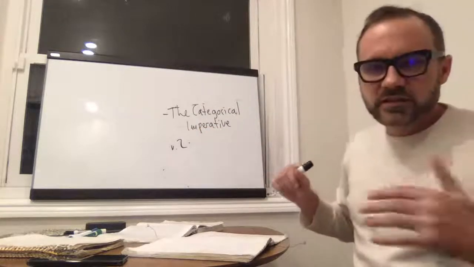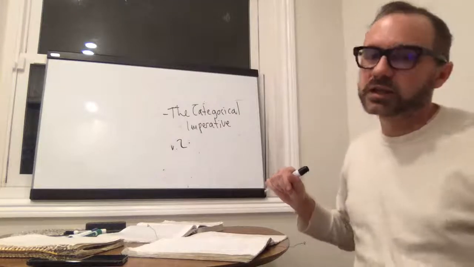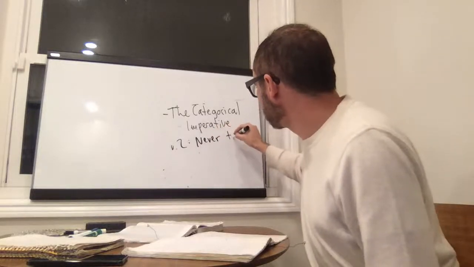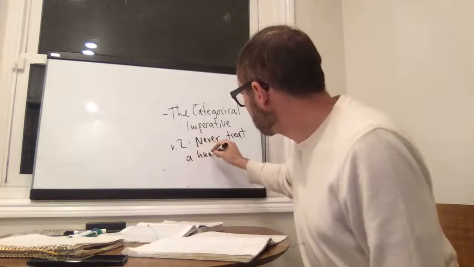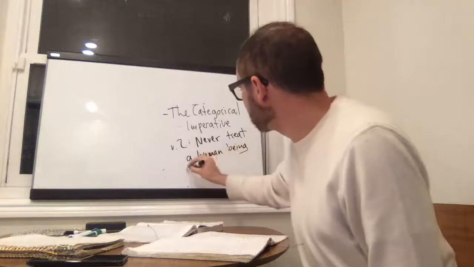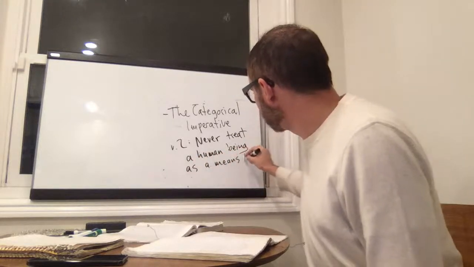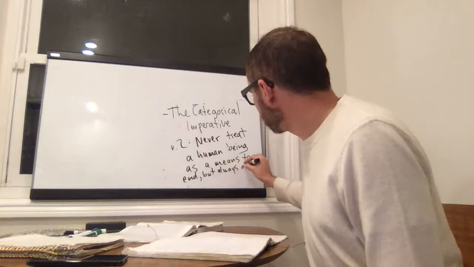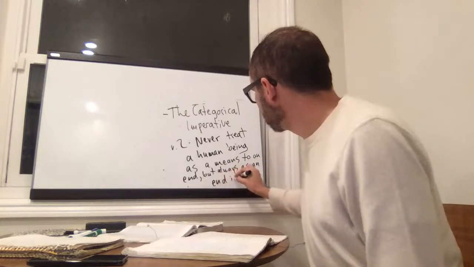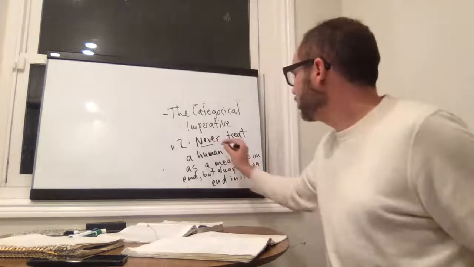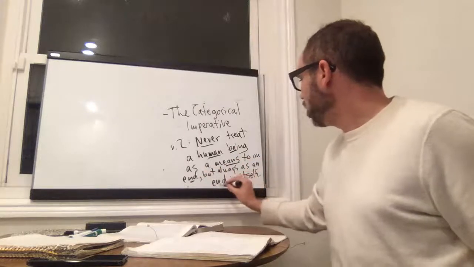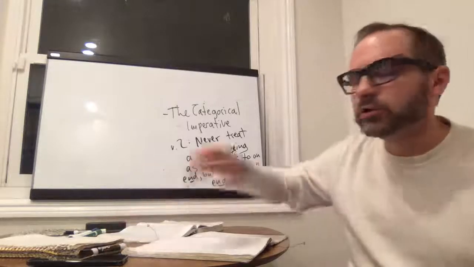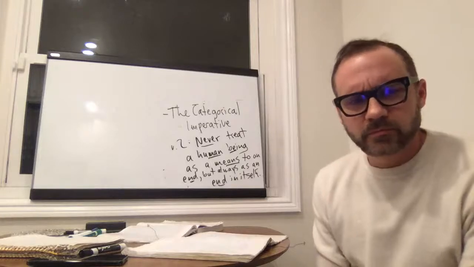Okay, so in version 2, he just says this: never treat a human being as a means to an end, but always as an end in itself. Okay, so never treat a human being as a means to an end, always treat a human being as an end in itself. Now, this will bring back our earlier discussion of the term end and means. So let me see if we can recall that.